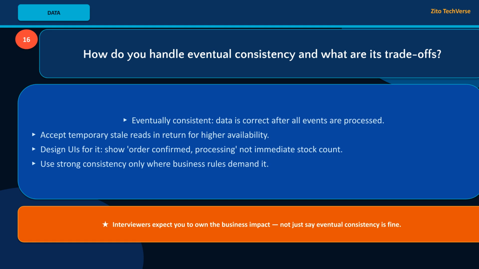How do you manage eventual consistency? Accept that data may be stale temporarily to prioritize system availability. Design your UI to communicate this to users, like showing "order processing" instead of a finalized count.